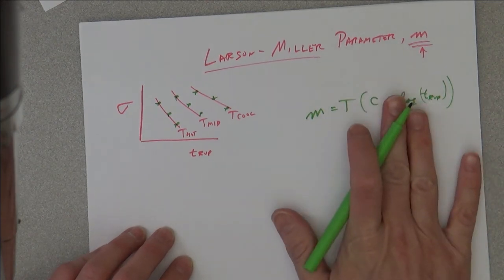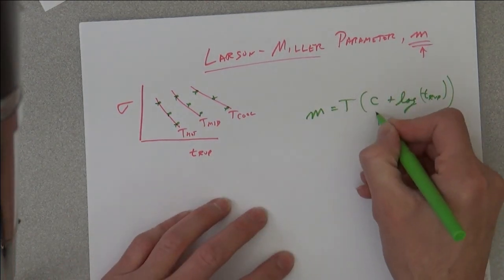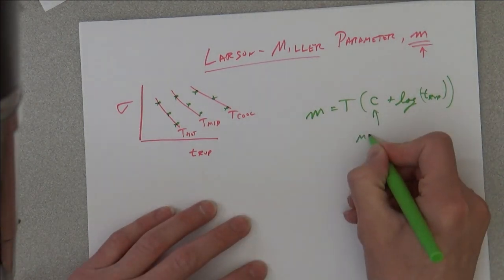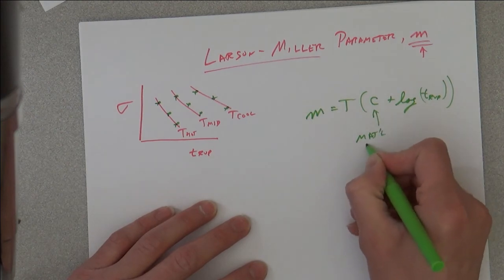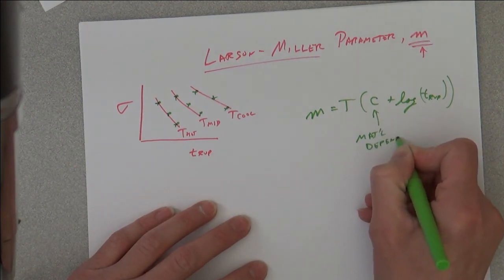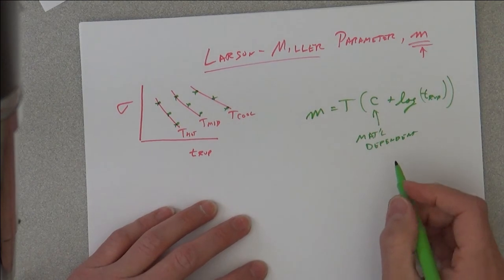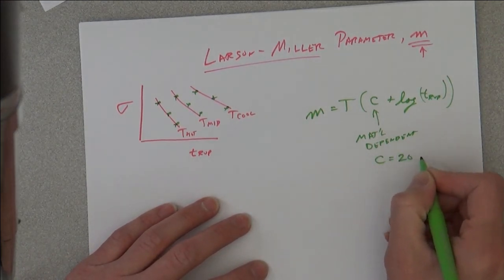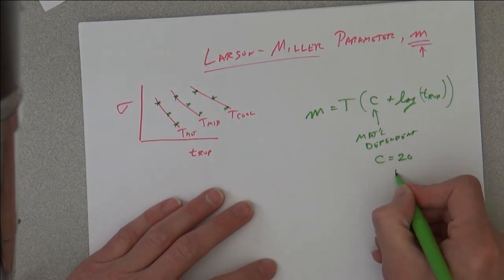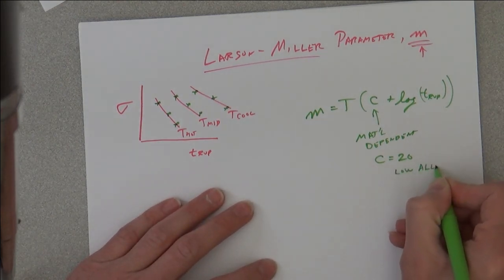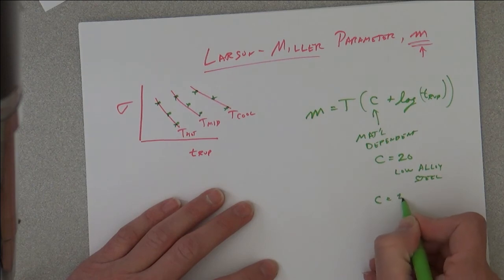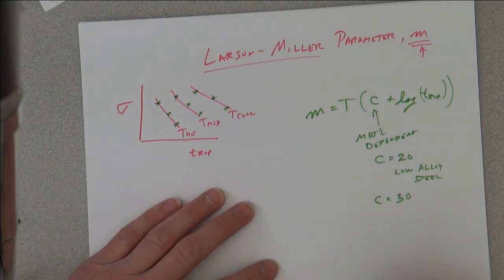Now, I should comment that C, that is a constant, is material dependent. For now, what you should know is that C is equal to 20 for low alloy steels. And if you go to high alloy steels, that's going to be C equals 30.